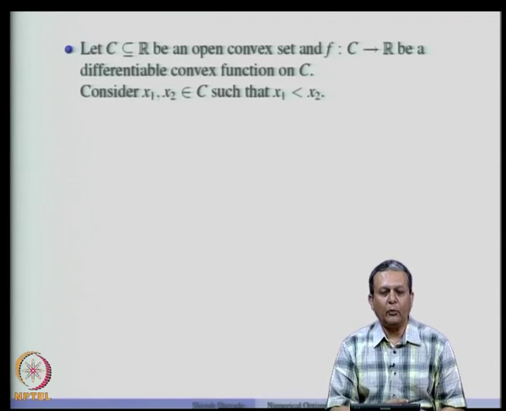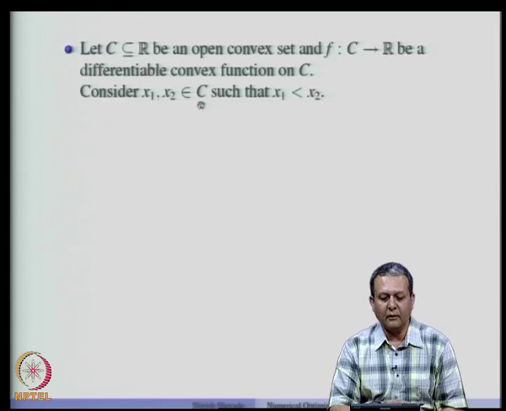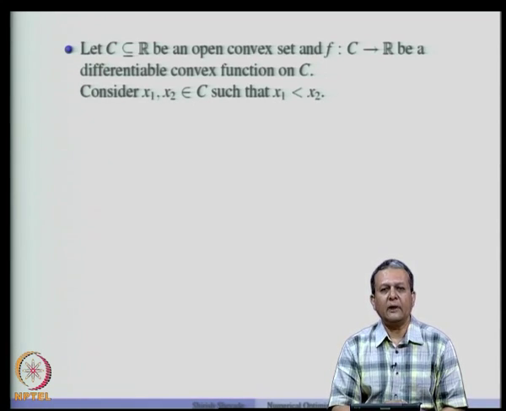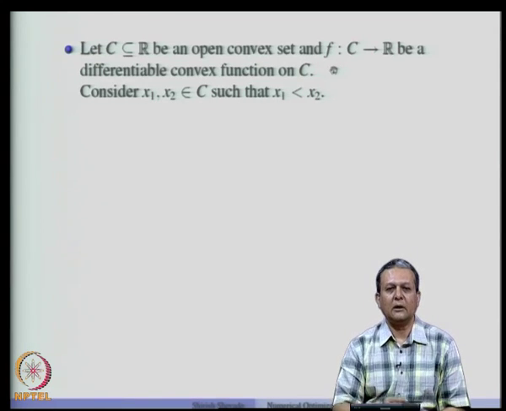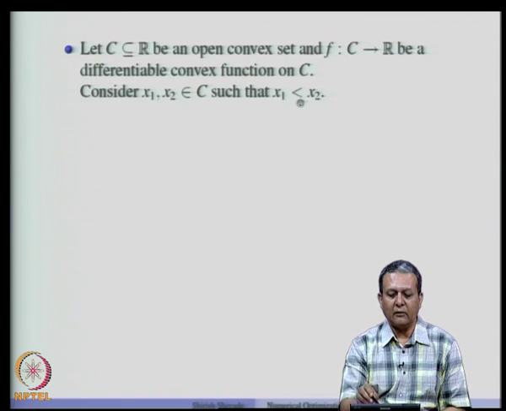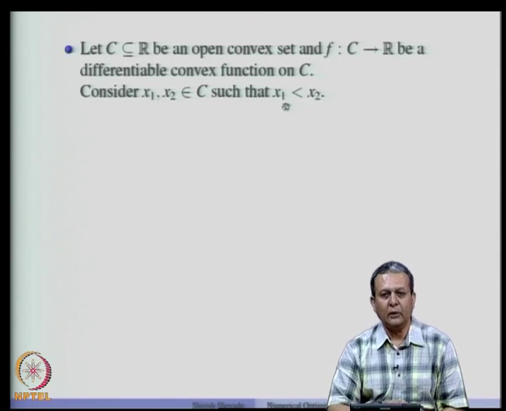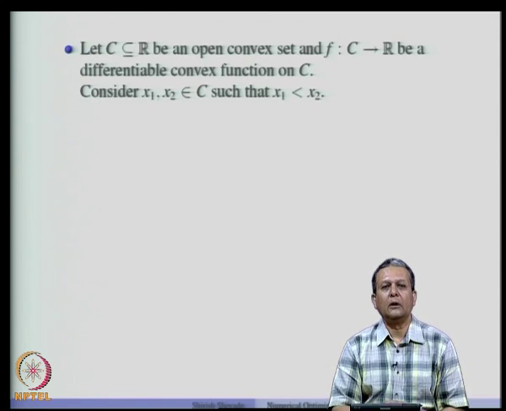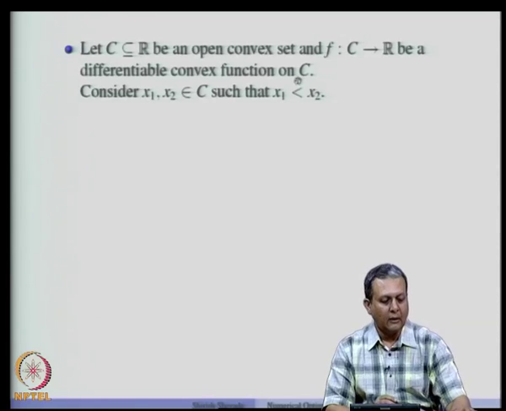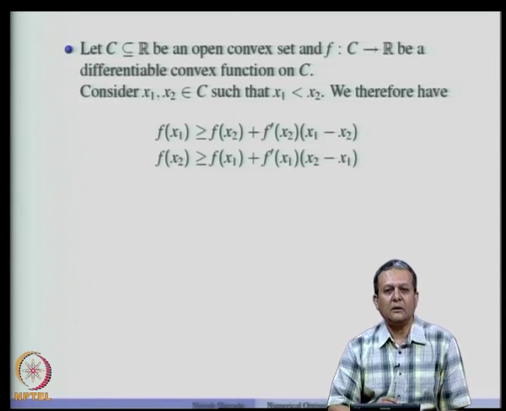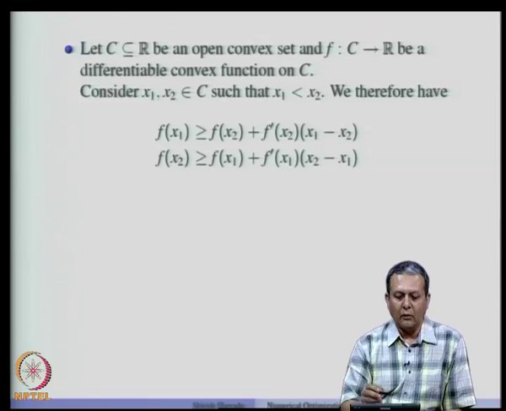Let us consider any 2 points x1 and x2 in the domain of that function such that x1 is less than x2. Remember that this is now a function of one variable. In addition, we have chosen 2 points where x1 is less than x2. Can we say something about the slopes of the function at these 2 points when f is a differentiable convex function?